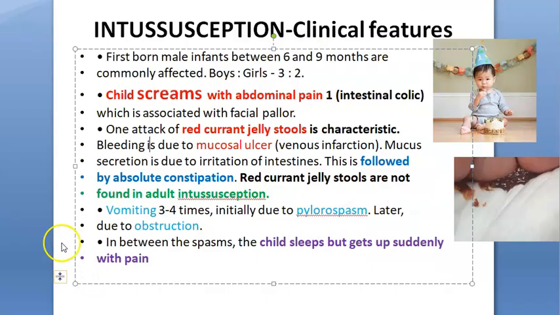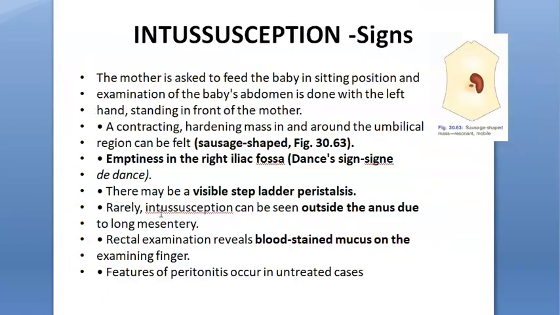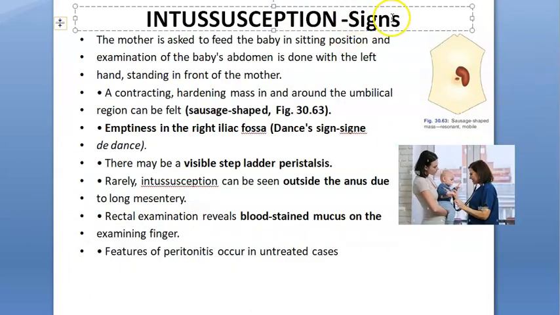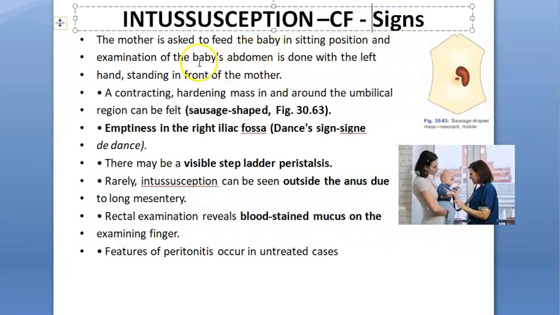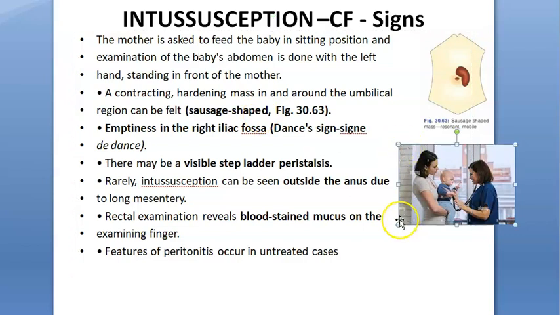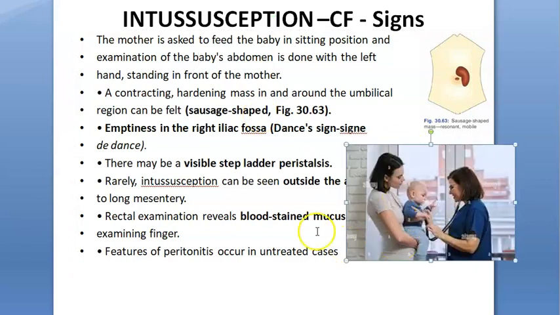Now where shall we go? As a doctor, what will you do? The child has come with these clinical features. So symptoms over. Now let's look at the signs. You will ask the mother to make the baby sit and feed it. And with your left hand, you will examine the baby's abdomen, standing in front of the mother. You will feel a contracting hard mass in and around the umbilical region.